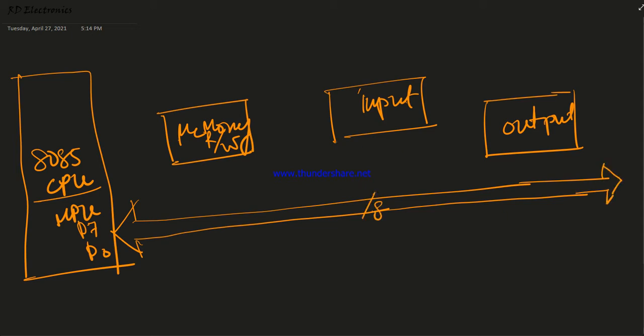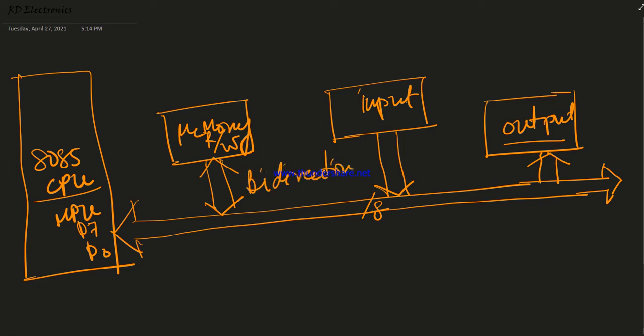Now from the input device the data is coming in, not going out, so this is unidirectional. In the output device the data is only going from the data bus to the output device, not incoming. That's why these two input output devices are unidirectional. But there is quite a difference in the memory, because from the memory we get the data or put the data from the 8085. That is why it is bidirectional mode.